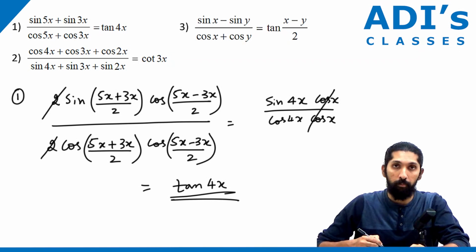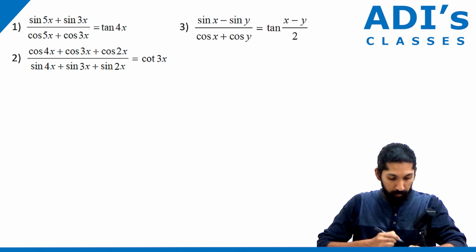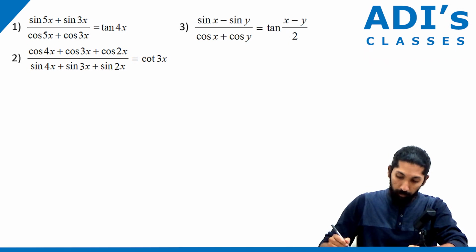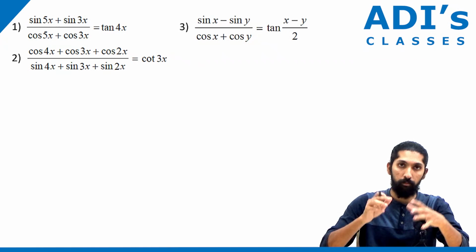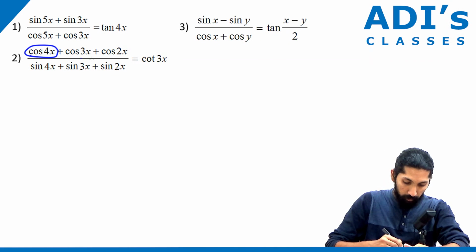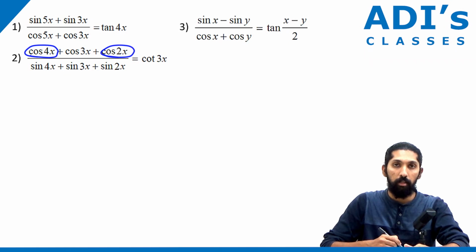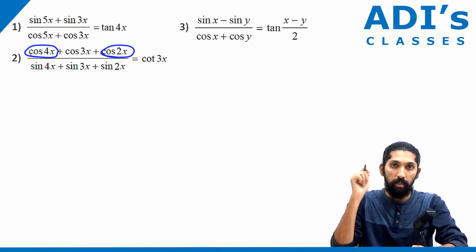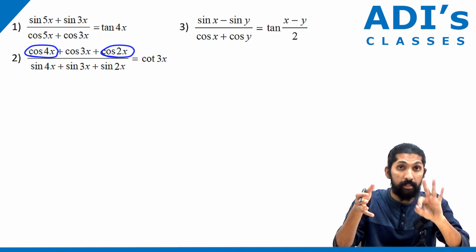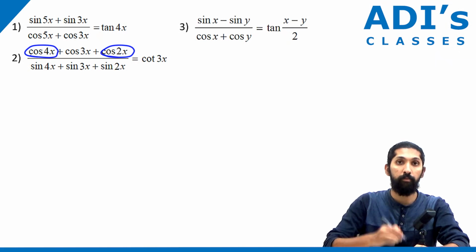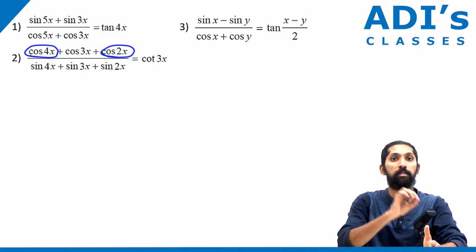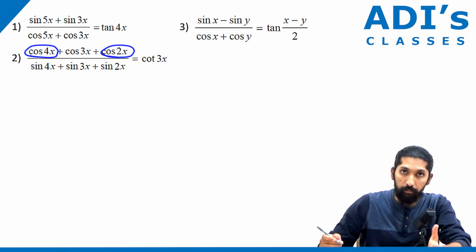Let's look at the second problem now. See the second one, you have cos 4x plus cos 3x plus cos 2x divided by the same thing. Now, whenever you have these three trigonometric functions, always remember, take the first one and the last one. The reason why we are doing this is when you take 4x and 2x, what is the average of 4x and 2x? It is 3x, right? Something which is there in between. So you can take common. That's why always start by the first and the last term, or more like the extreme terms.